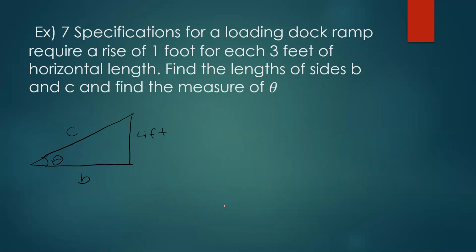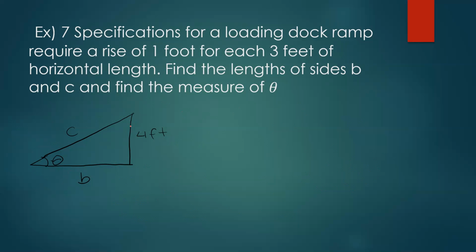specification for a loading dock ramp requires a rise of 1 foot for each 3 feet of horizontal length. We got to find the length of sides B and C, and then once we find those side lengths, we got to find theta, the measure of theta. So how the heck do we do this?